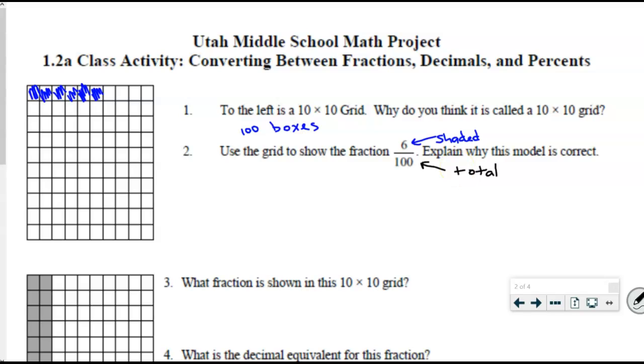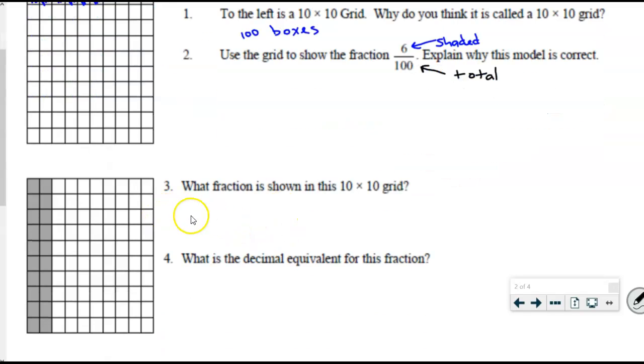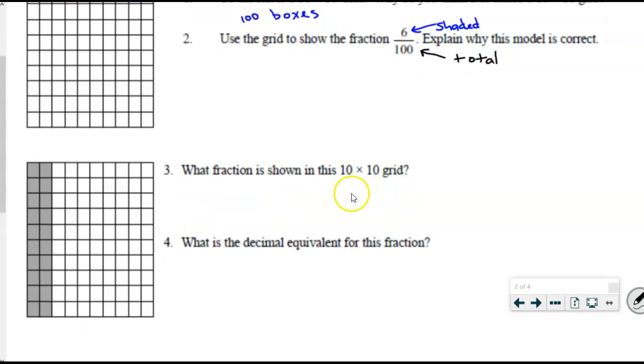Based on that, let's answer the next question. Here's another 10 by 10 grid. Some are already shaded. What fraction is shown in this grid? And then we'll talk about the next one. What is that decimal equivalent? What is the fraction that's shown in this grid? Riley. Good. That was quick counting. Quick ways that we can count without having to count every single one. You can see that this whole column of 10, a second column of 10, so we have 20 out of 100.